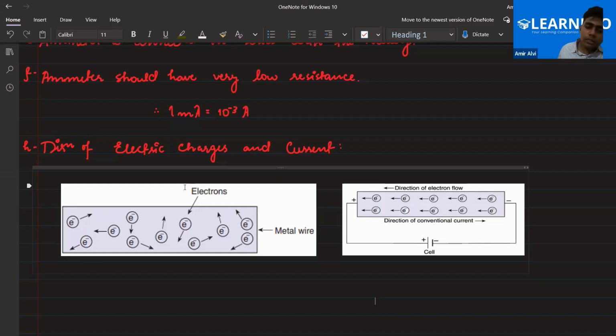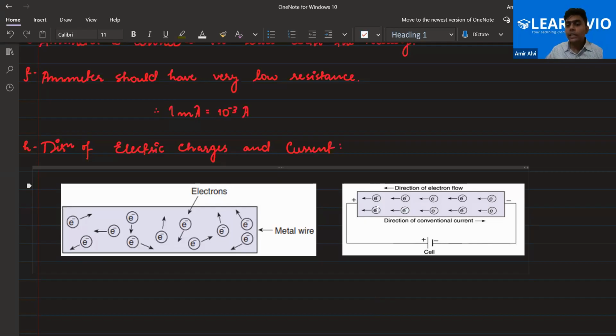But as you can see in the next picture, once you have connected the battery or a cell, once you have maintained a potential difference between the 2 points of a wire, the electrons are aligned in an orderly manner. Yes or no?